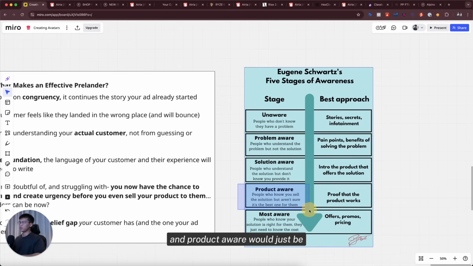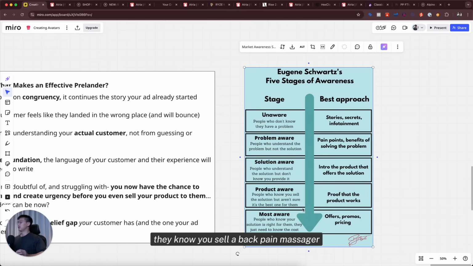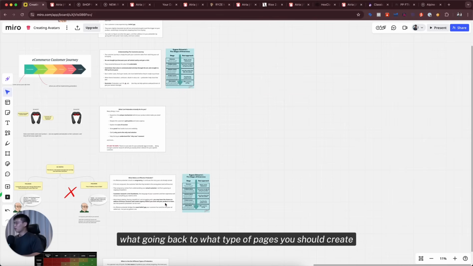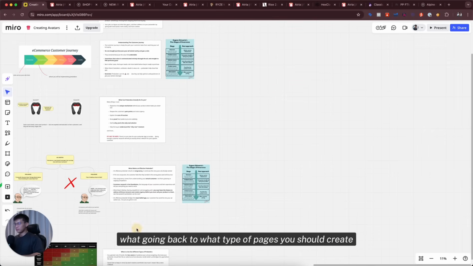And product aware would just be people who know about the type of product. They know you sell a back pain massager. Why are you the best? Right? So that's the stages of awareness explained. And besides that, going back to what type of pages you should create.